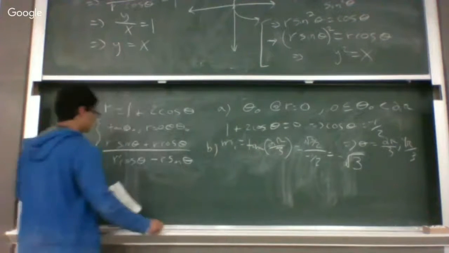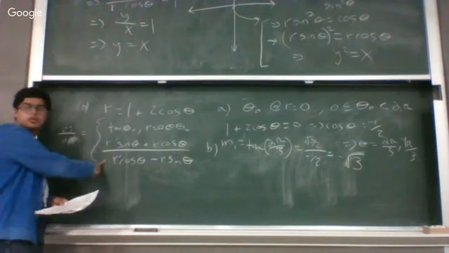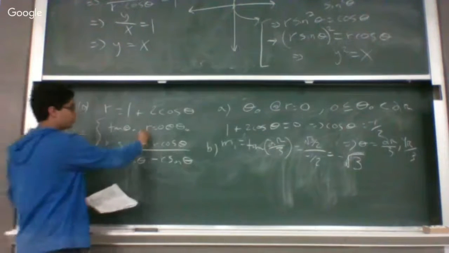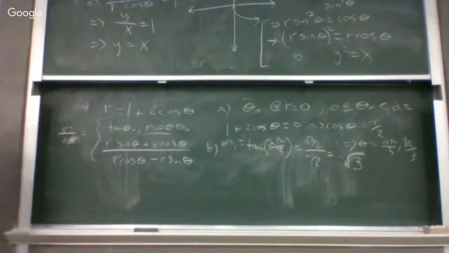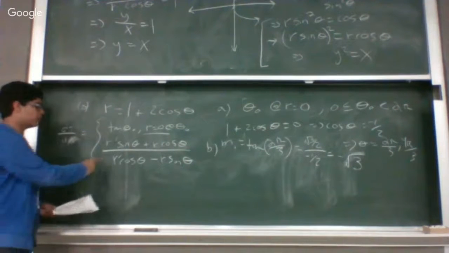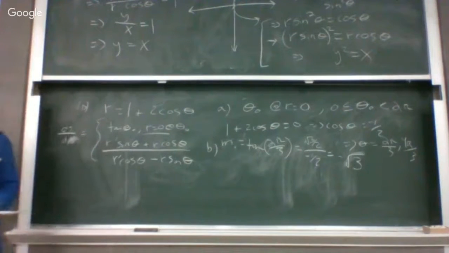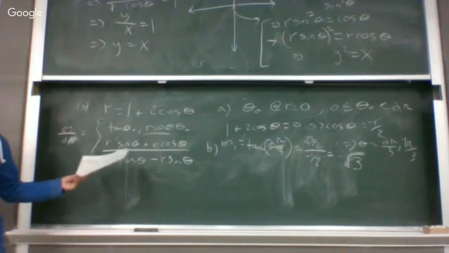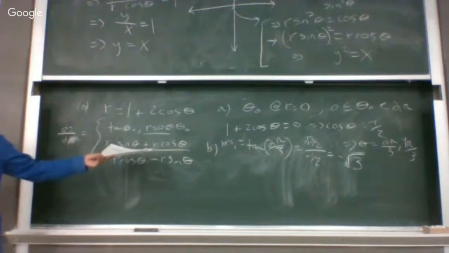You guys all see why we use this equation and not this equation? Because for B, they wanted the slope when r is equal to 0, at the pole, right? So that's why we use this equation. But for the next problem, we have to use this equation to find the slope. For this one, we use tangent because it's at the pole. R is equal to 0.